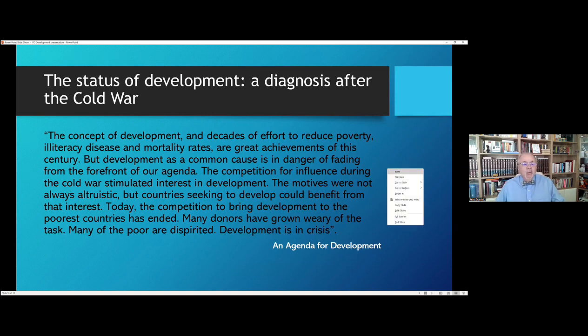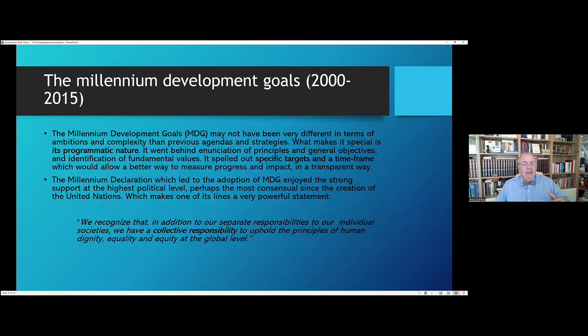Then the UN came at the next stage with the Millennium Development Goals. What is important about this program is that it was more ambitious and complex than previous agendas and strategies. And what makes this especially so is its programmatic nature.